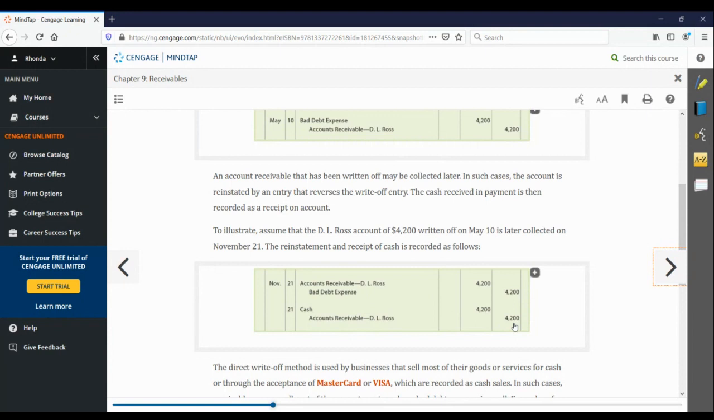What really happened here is you debited the accounts receivable, and then you ended up crediting the accounts receivable, which made the accounts receivable go away. We have our cash now, our cash is debited, and our expenses went down because it's no longer a bad debt expense.